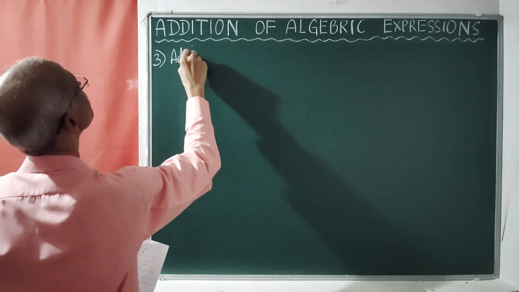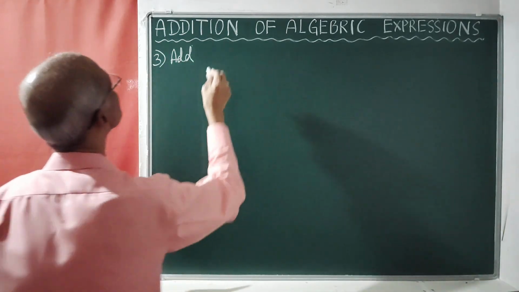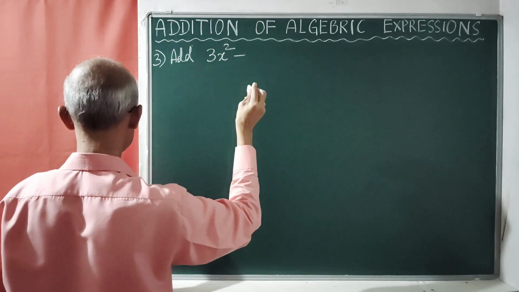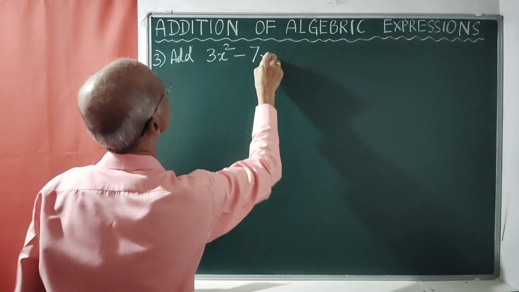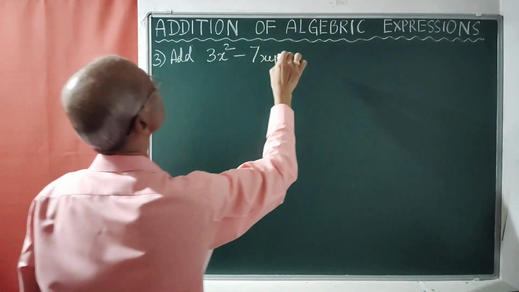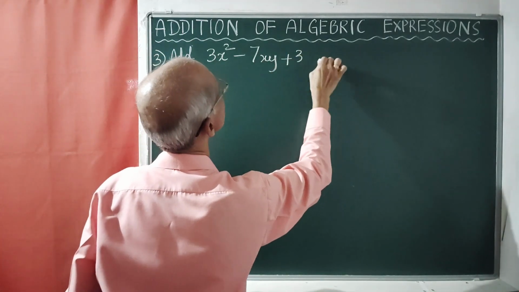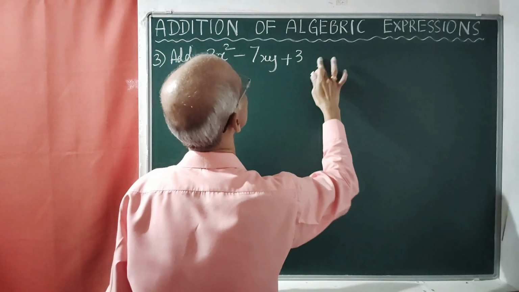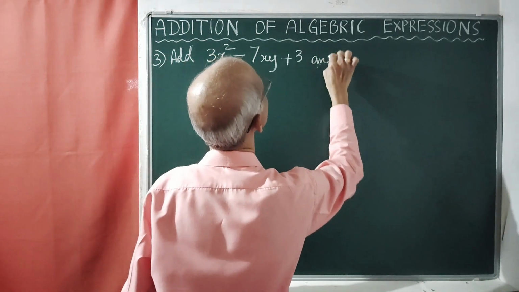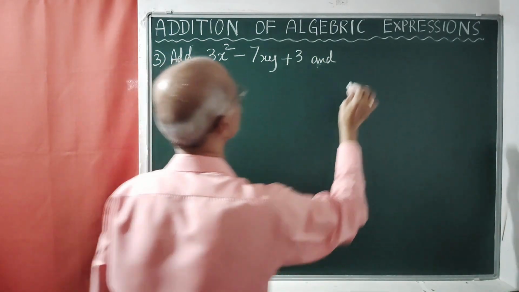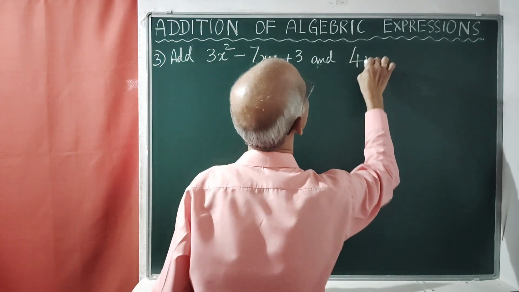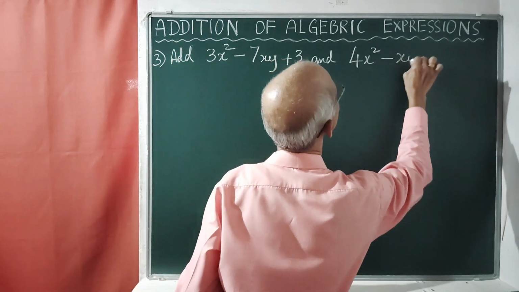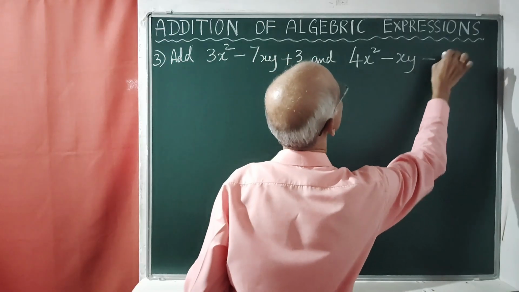Add 3x square minus 7xy plus 3, and 4x square minus xy minus 1.